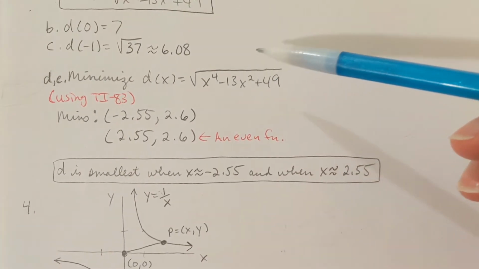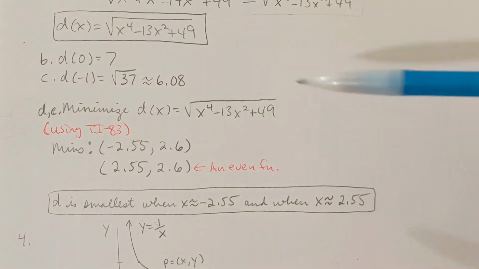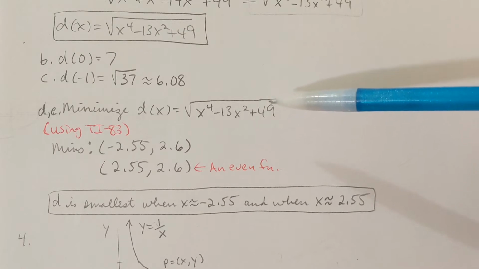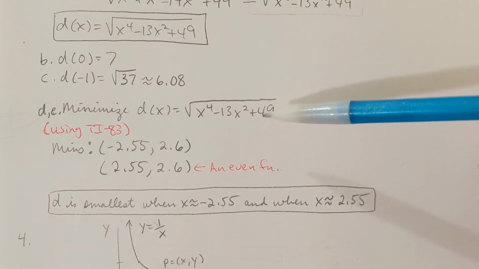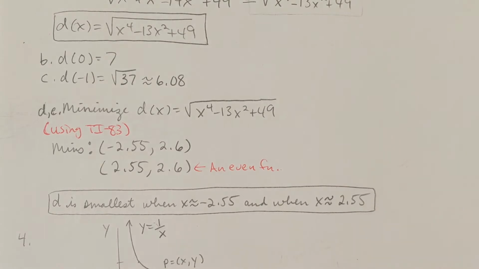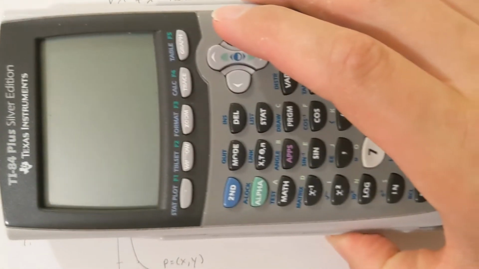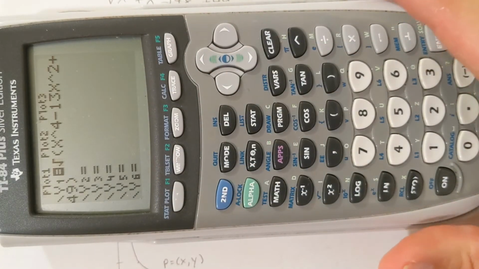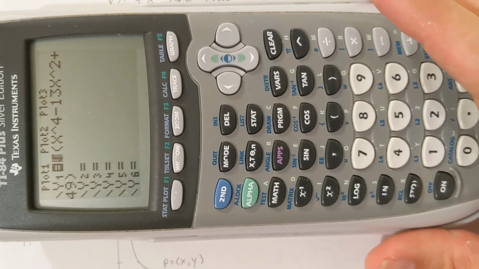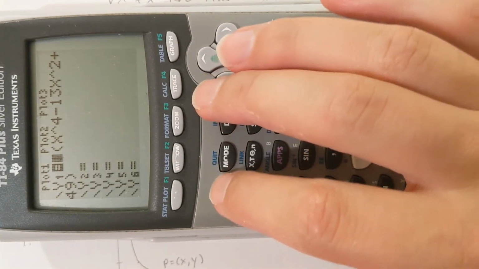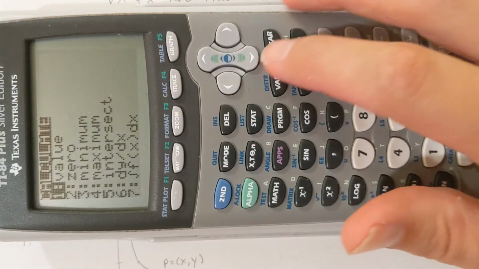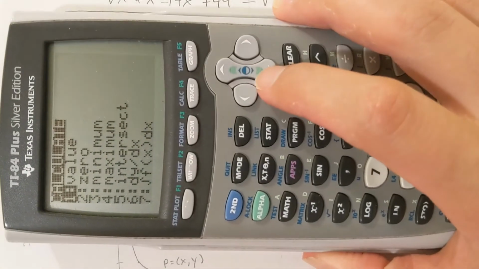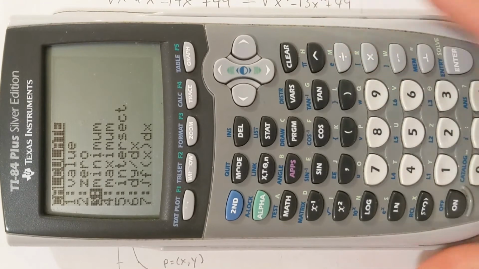Minimize the distance d of x, which is the square root of x to the 4th minus 13x squared plus 49, using a TI-83, and I plug that in. So I've already got this typed in. Second trace, minimum.